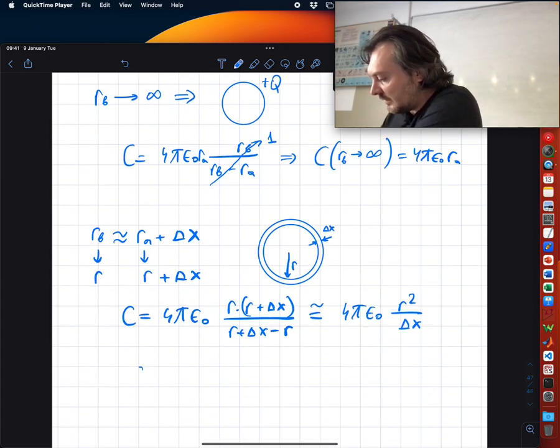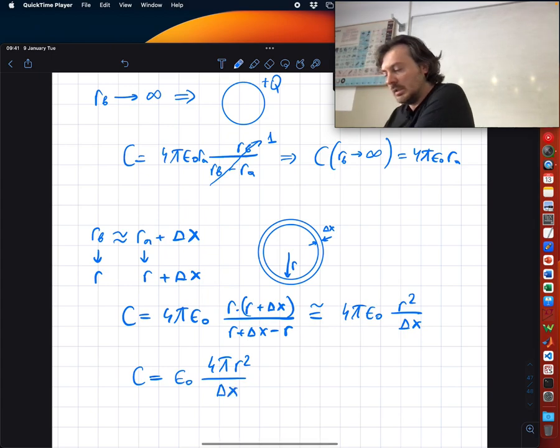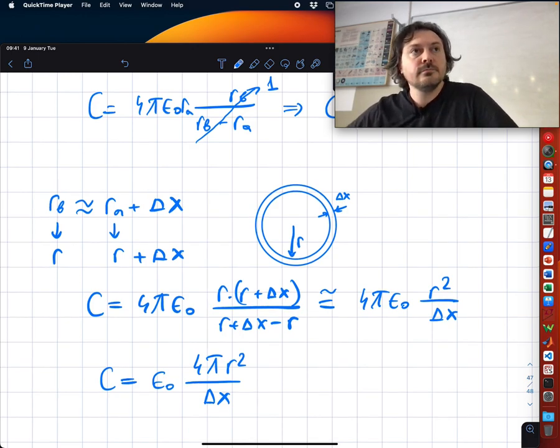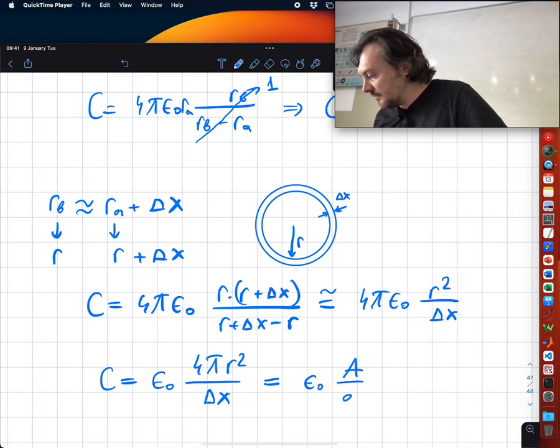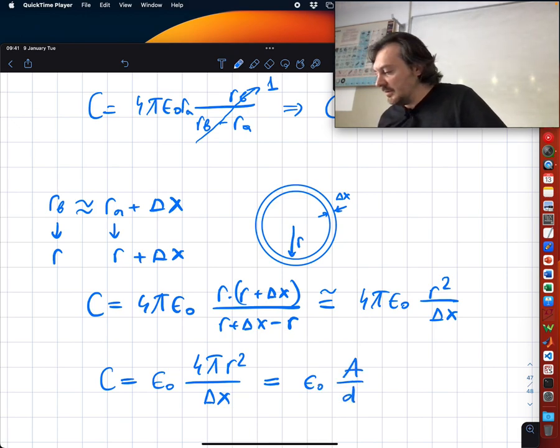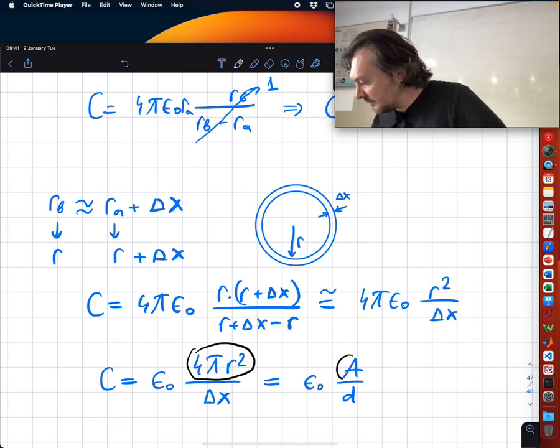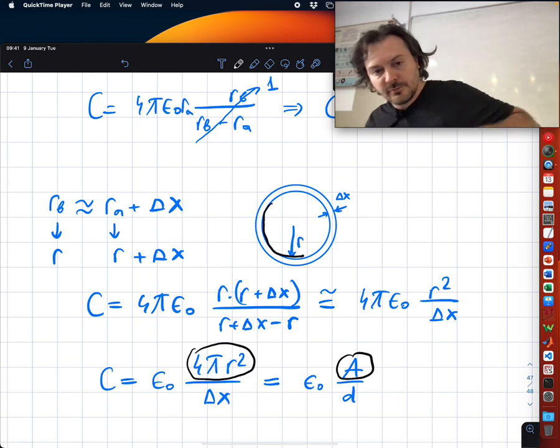Let me write it another way. C is equal to epsilon 0 times 4 pi R squared over delta X. What does it remind you? It should remind you of epsilon 0 A over D. A is the area of the capacitor. You see, this inner area is 4 pi R squared, right?